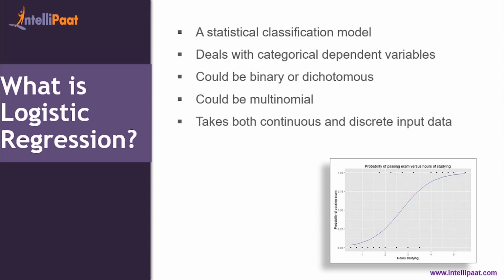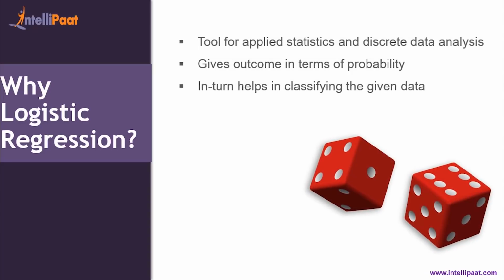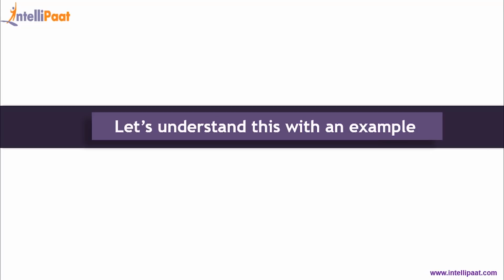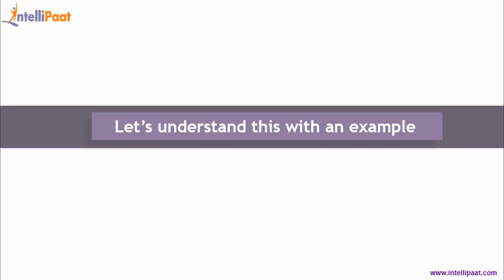So now that you know what exactly logistic regression is, let's move ahead and see why we use logistic regression. Well, logistic regression can be used as a tool for applied statistics and discrete data analysis. Why? Because it gives the output in the form of probabilities, which help us to easily classify the given data. Okay, so this is why we are using logistic regression. So now that we have successfully established the basics of logistic regression by understanding what and why of it, let's go ahead and see how logistic regression can be applied for classifying data with the help of an example.